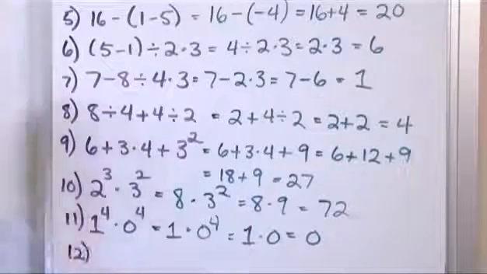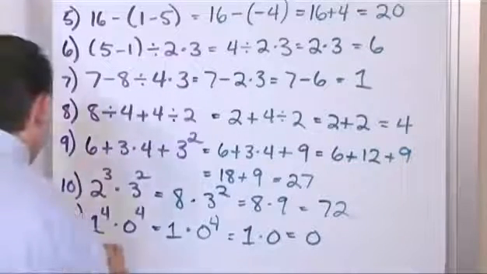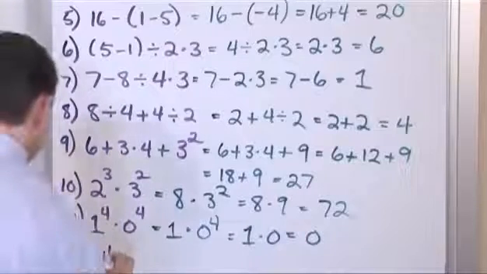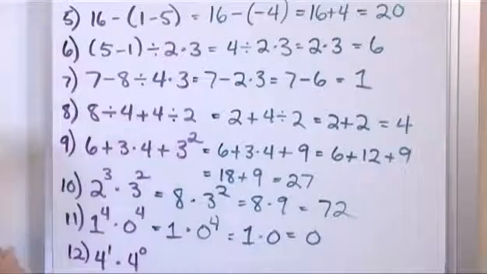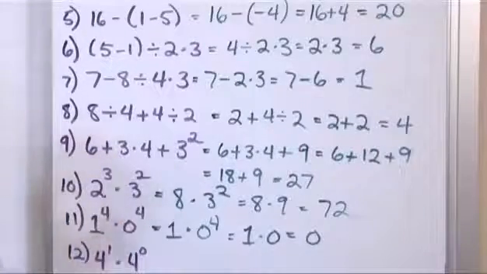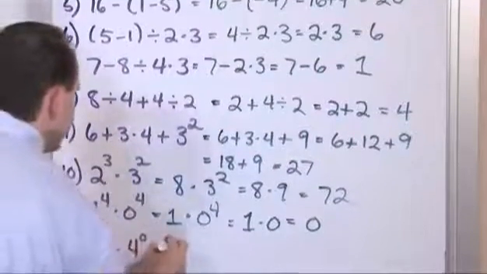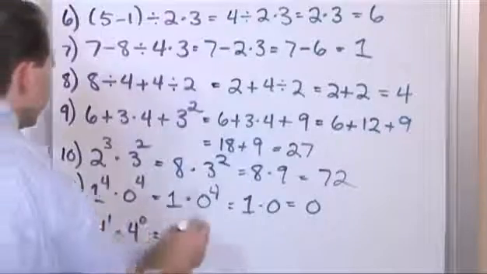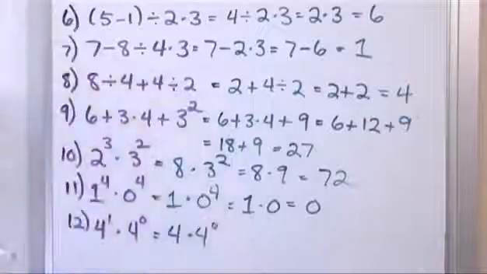Number 12. Let's say you have 4 raised to the power of 1 times 4 raised to the power of 0. Same sort of thing. 4 to the first power is just 4. So you're going to have 4 here, but you still need to do this. So we'll save it to the next step.